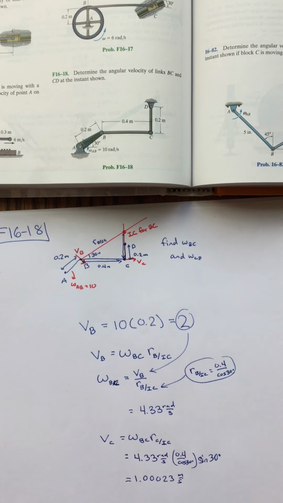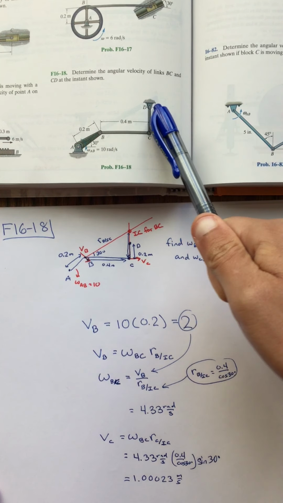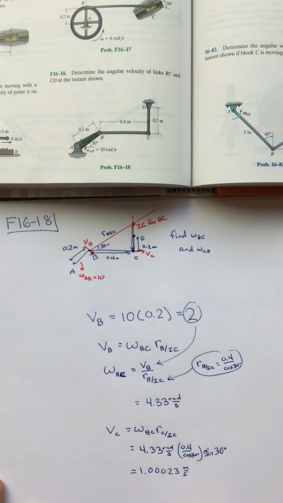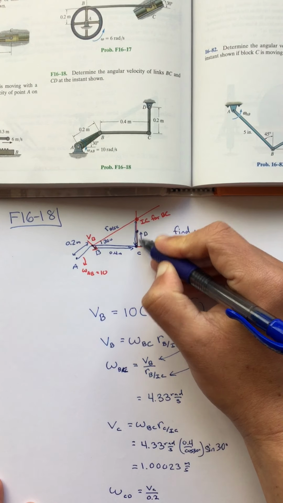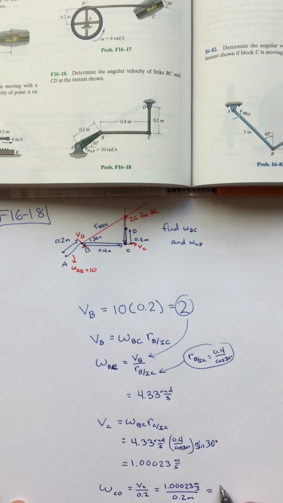Then finally, I can find the angular velocity. So for link DC, this is the instantaneous center. This distance here is 0.2. So I can say the angular velocity for CD is equal to the velocity of C divided by 0.2, because that's this distance here. So that's 1.00023 meters per second divided by 0.2 meters, and that gives me 5 radians per second.